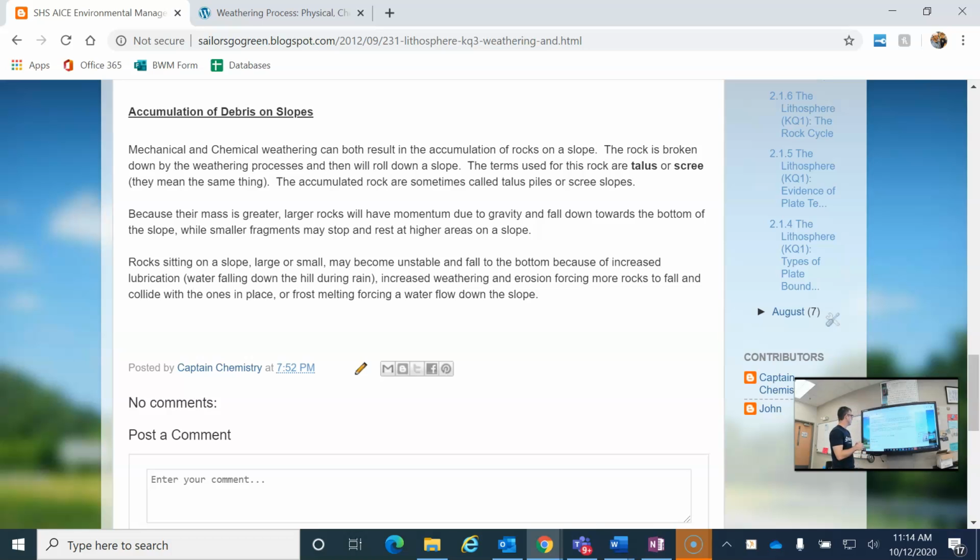Rocks sitting on a slope, large or small, may become unstable and fall to the bottom. Also, it could happen because of increased lubrication from rain, increased weathering and erosion, or frost melting, forcing a water flow down the slope. So usually, it can happen because of shaking, it can happen because of water movement. And that's pretty much it for this section.